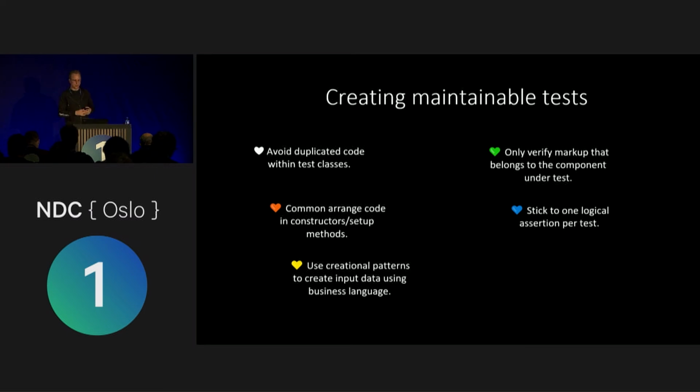Some of you might have heard this: stick to one logical assertion per test. And I don't mean one assert statement, like assert equals something. I mean one logical assertion. You can have multiple assertion statements, but they should all center around one thing that the test is about to verify. So don't put too much into each test, rather duplicate the test so you have more conciseness about why a test is failing.